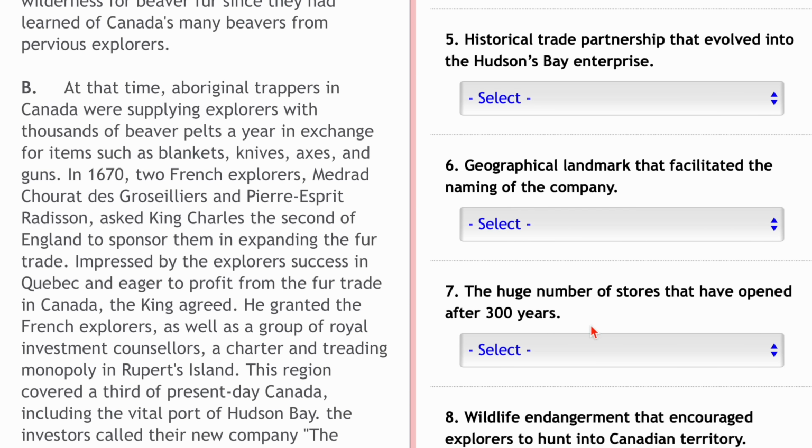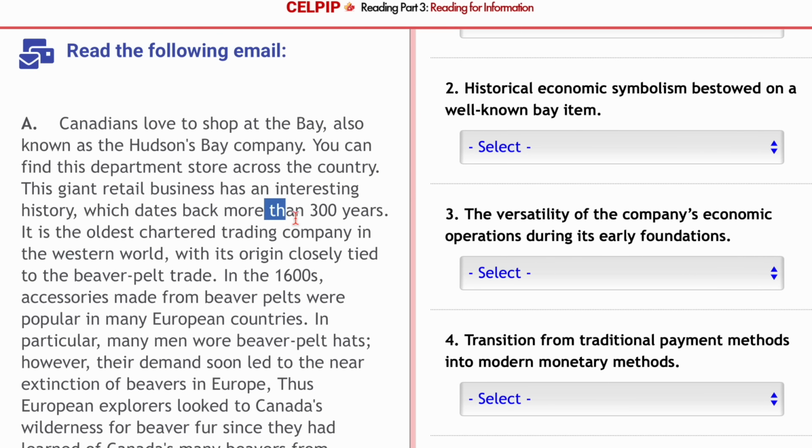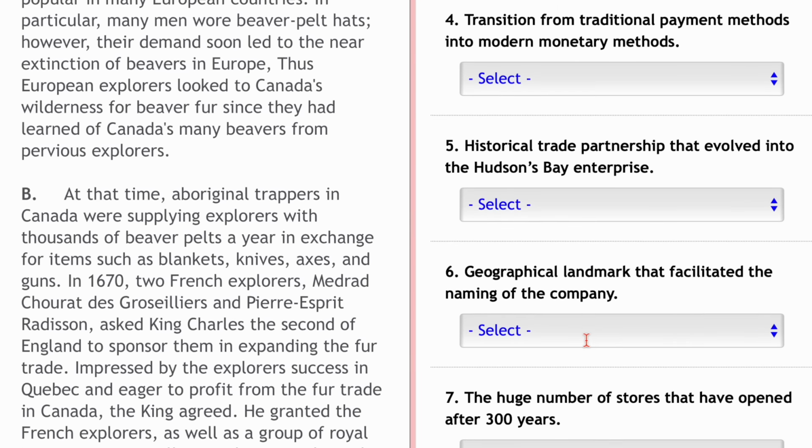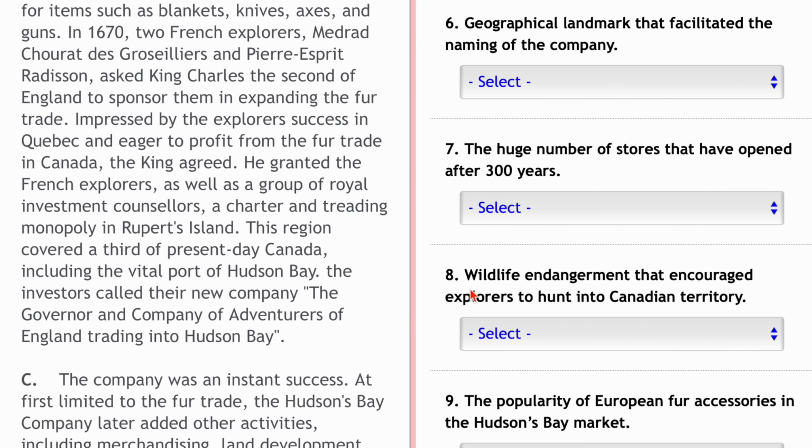Did it talk about that in A? Well, I didn't see about the number of stores. I saw 300 years here, distraction, but doesn't talk about how many stores opened in that time. So no. 8, wildlife endangerment that encouraged explorers to hunt into Canadian territory.